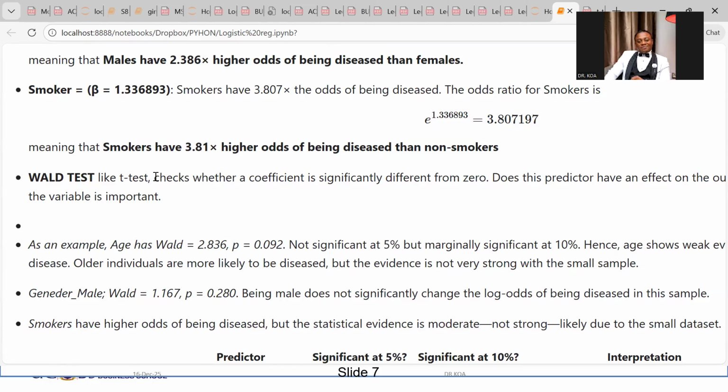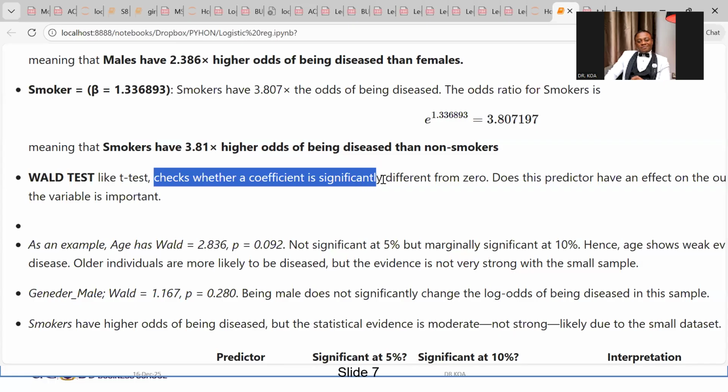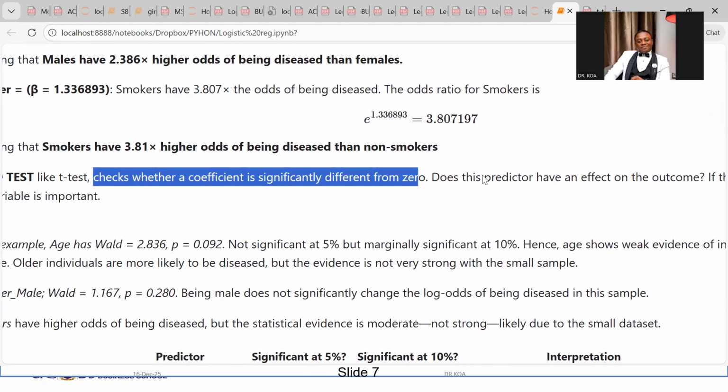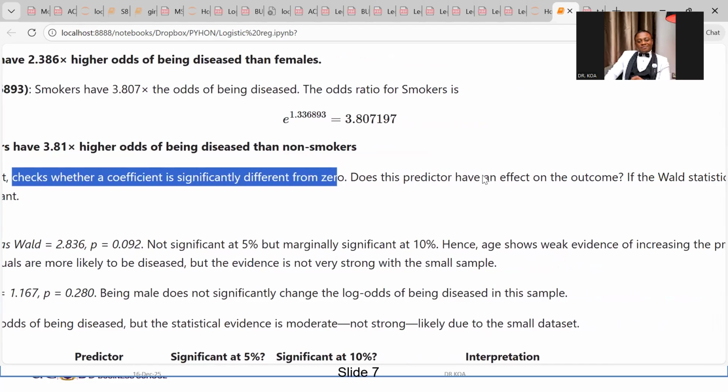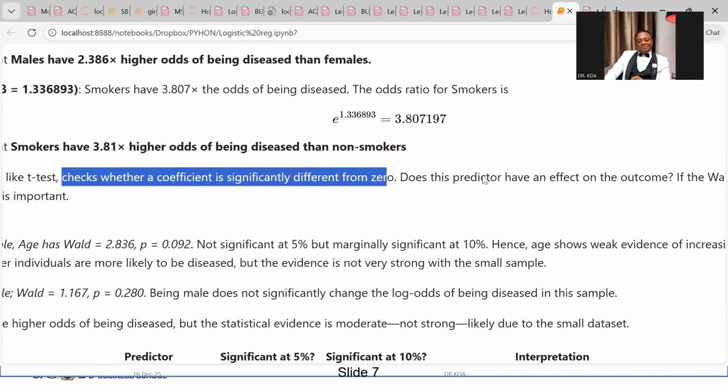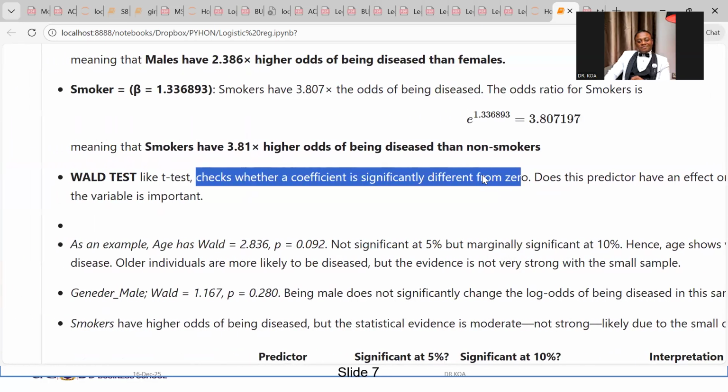The Wald test is like the t-test. It checks whether a coefficient is significantly different from 0. In other words, it checks whether a coefficient is important, significant, or unimportant, insignificant. For example, does this particular predictor have an effect on the outcome? That's what it's trying to answer. And if the Wald test is big, that's a big deal. If it's small, that's not a big deal.